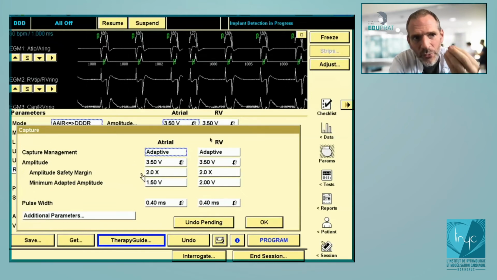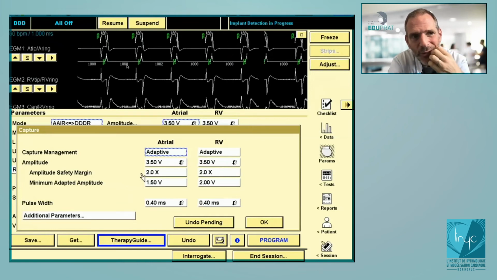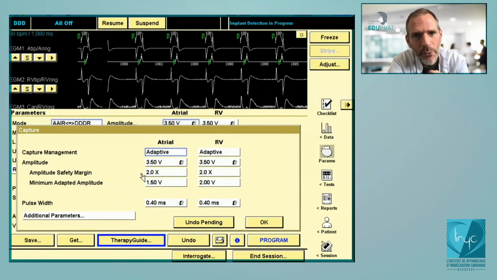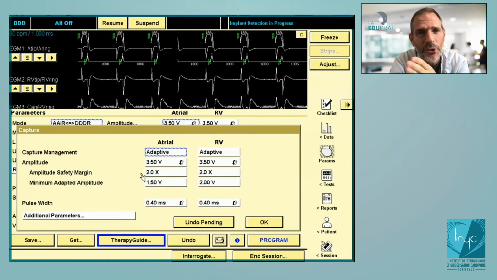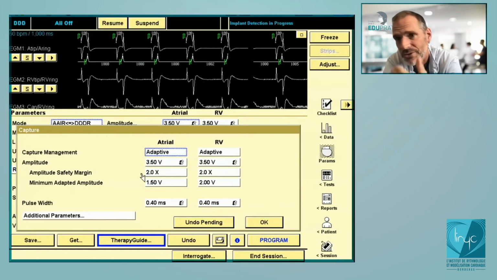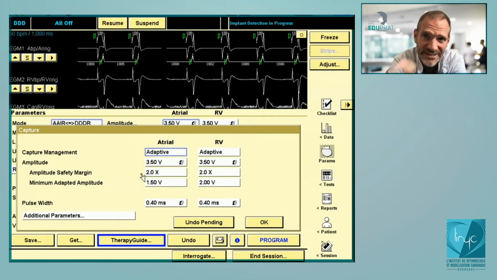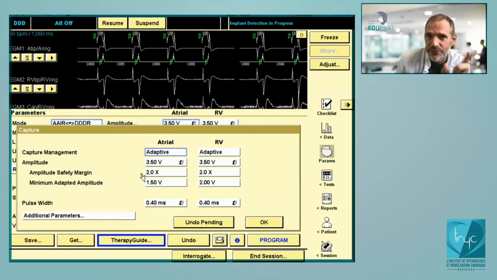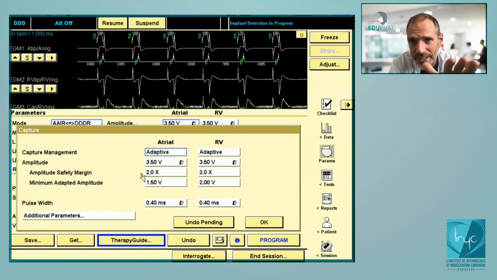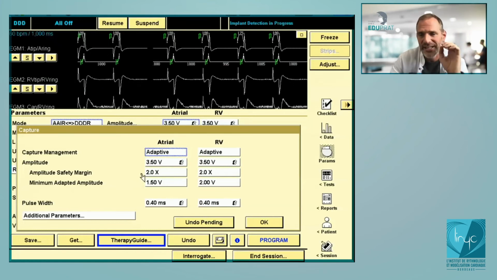Next week, we will discuss patients with AV block, and then I will discuss how it works at the level of the ventricle. In patients with AV block, it is very important to know how this algorithm works inside the ventricle. For patients with sinus dysfunction, we will just discuss what happens inside the right atrium.